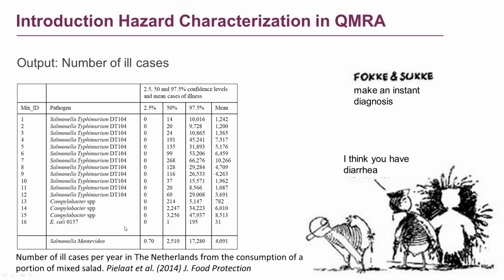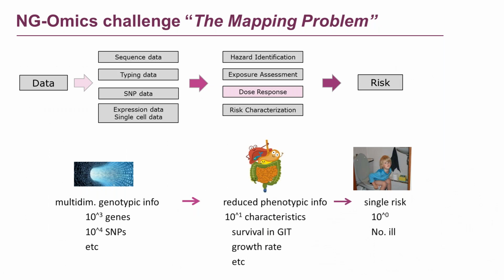And what you can do then with a QMRA is calculate, well, of course, the mean number of ill cases per year in the Netherlands from the consumption of a portion of mixed salad. You can calculate confidence intervals or median values, and you can already see here that if you would like to include even more underlying data than only on strain level, what is happening here in these different bags, this can gradually become a very extensive study to do. And so that is what I would like to represent in this slide.